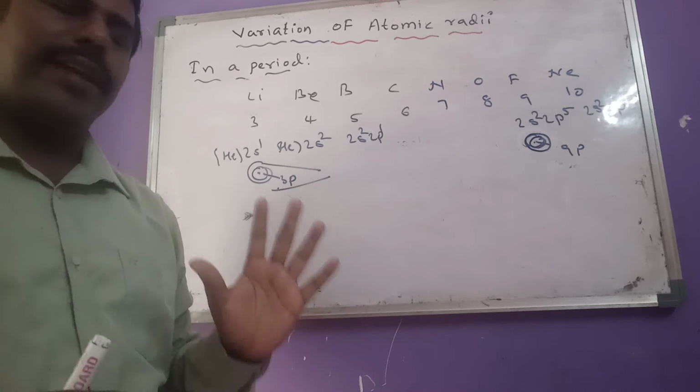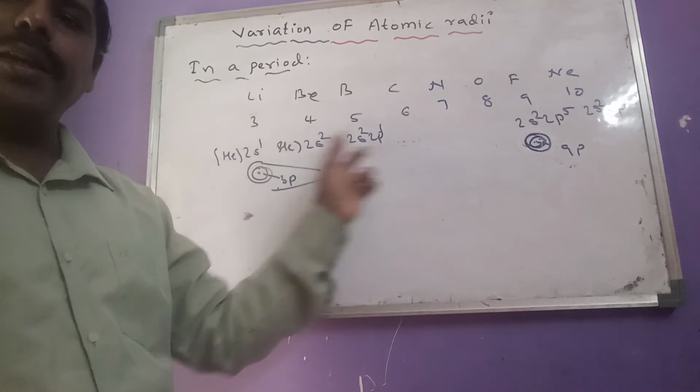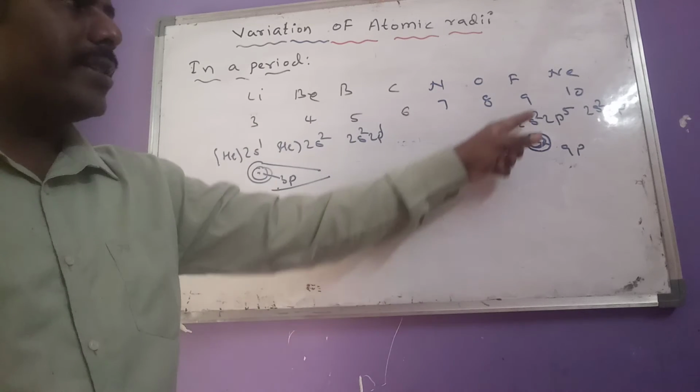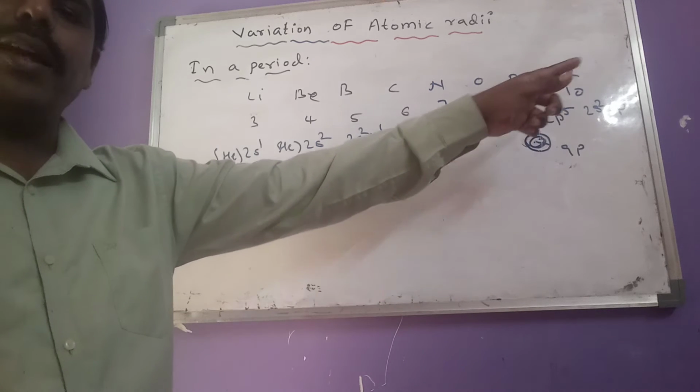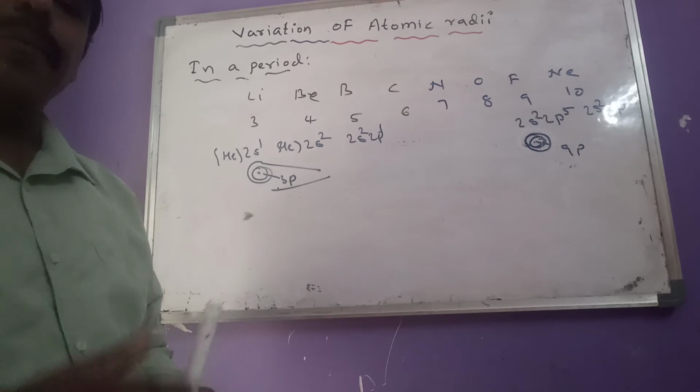So for this reason, up to the 7th A group in a period, atomic radius decreases, but there is a sudden increase in atomic radius from the 7th A to the 0 group.